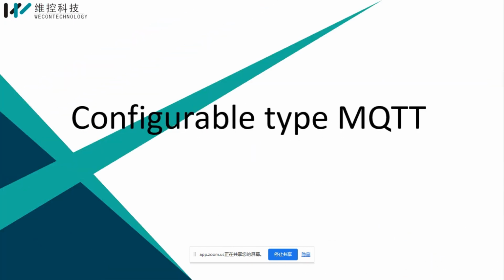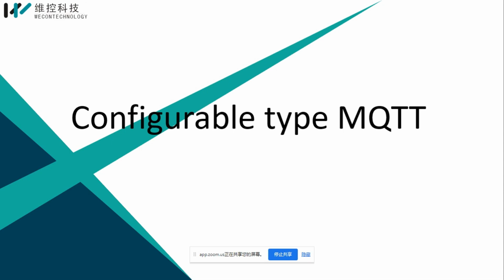So the last one, I think, is the most significant function for this topic: the configurable type MQTT. If you are not good at our old Lua script MQTT, then with this new MQTT function you can ignore the Lua MQTT, okay? Because this one is more convenient for your usage, okay?